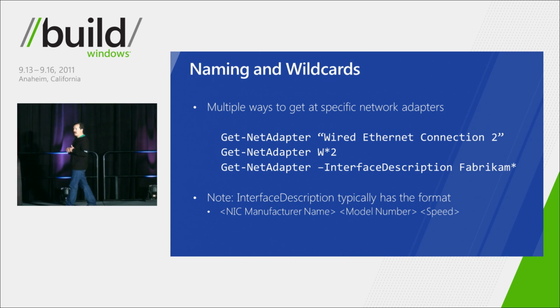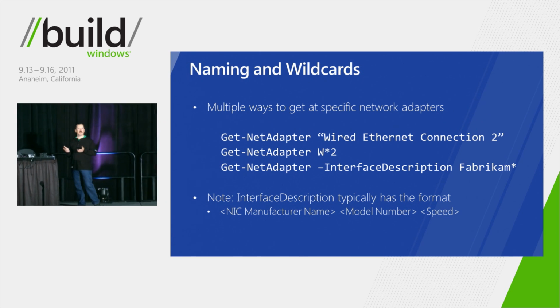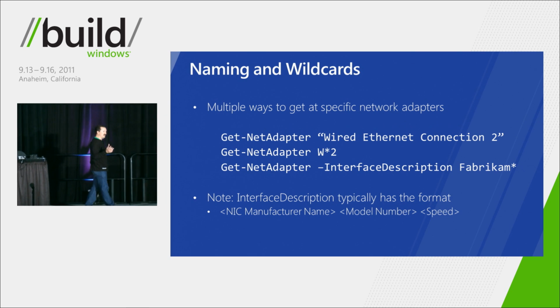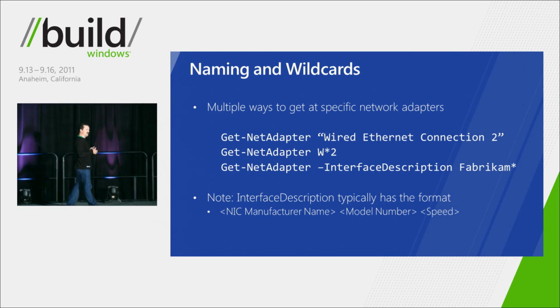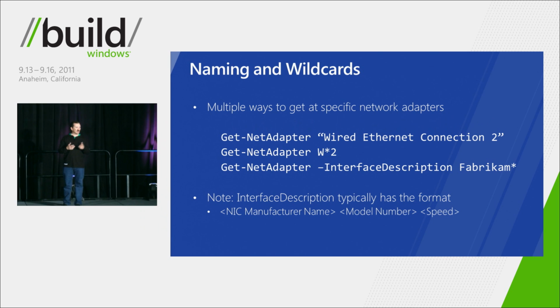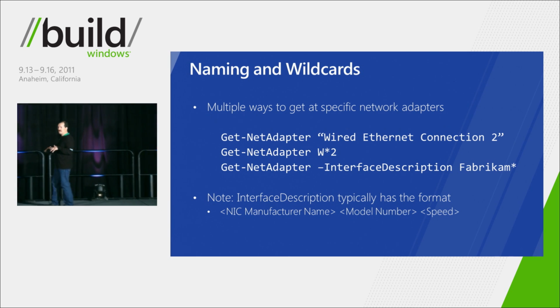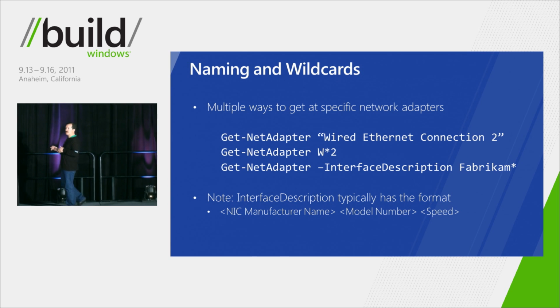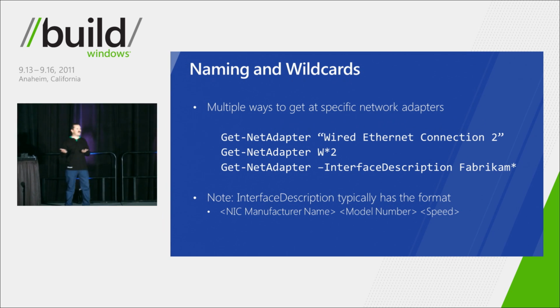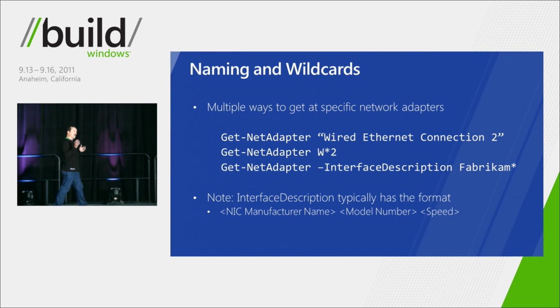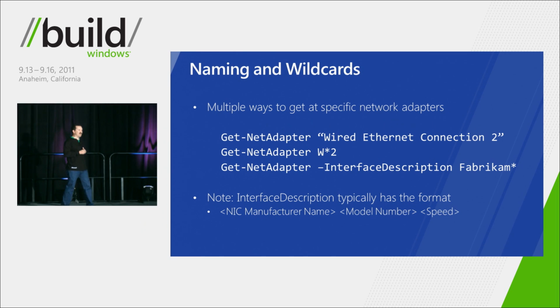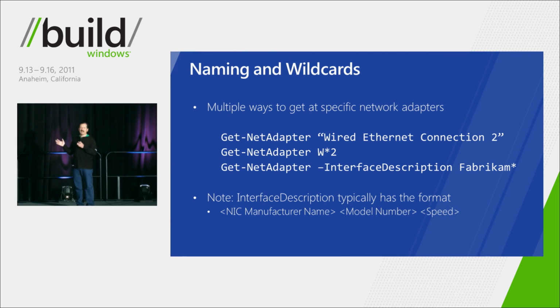So suppose I'm the Fabricam NIC company, and I want to provide scripts for Fabricam. I can do that by just getting them. Or let's say I'm an OEM and I want to look at those Fabricam NICs. I can say Get-NetAdapter -InterfaceDescription Fabricam star, and I'll get all the Fabricam NICs. So you can now manage NICs by vendor very, very easily. So everybody that's manufacturing NICs and the OEMs as well, we want you to be aware of that.